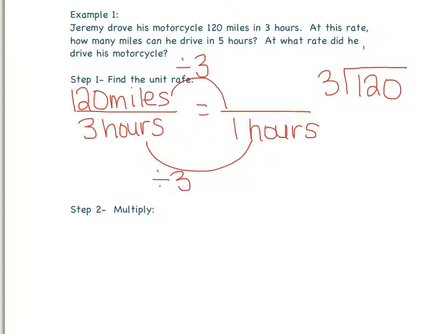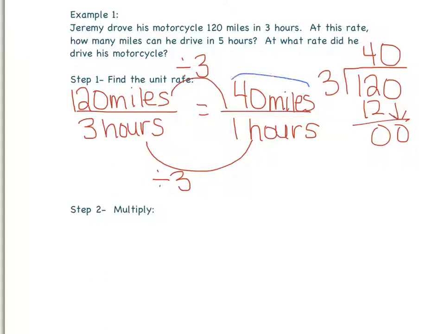Well, 3 goes into 12 4 times. And of course, we need to include our 0. So here we would get 40 miles. Again, our units stay the same in equivalent fractions. All right, so we have 40 miles there. Our unit rate means that Jeremy is able to drive 40 miles in 1 hour.